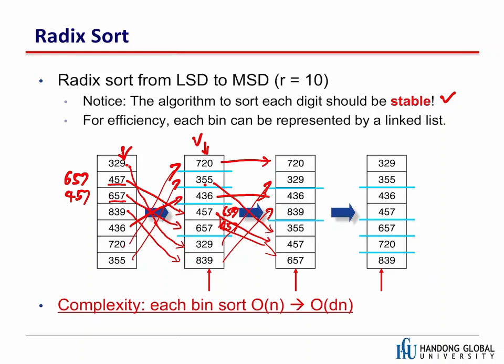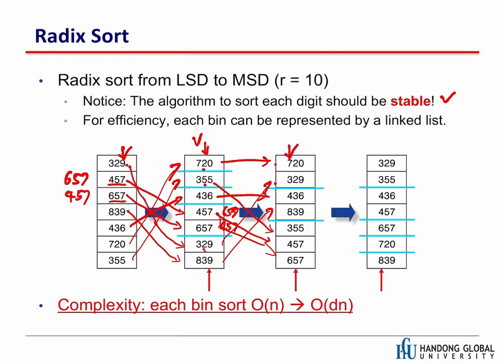and okay, let's look at this one, 720. So the second digit is 2, and this one is 2. So this one is the first one, and this one is the second one in the bin. Okay, we don't change the order. That's important. Okay, we don't change order.